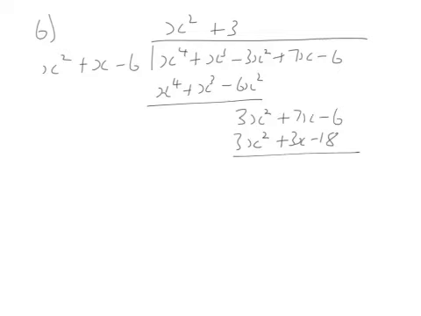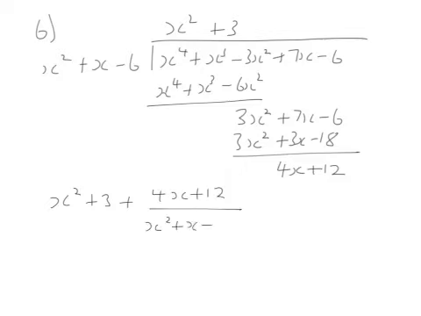Now the takeaway, 3x squared minus 3x squared is nothing. 7x minus 3x is 4x. Minus 6, take away minus 18 is the same as minus 6 plus 18, which is 12. So the overall answer then is x squared plus 3 plus the remainder 4x plus 12 over x squared plus x minus 6.